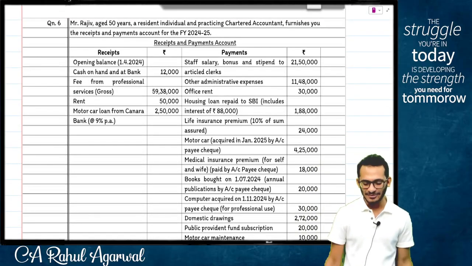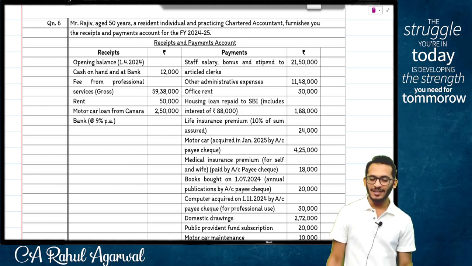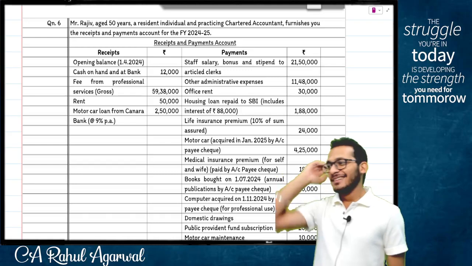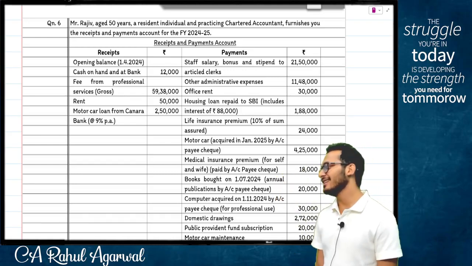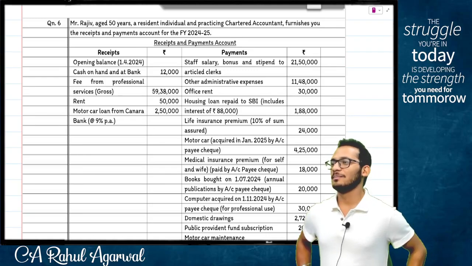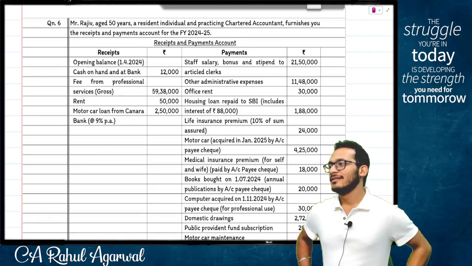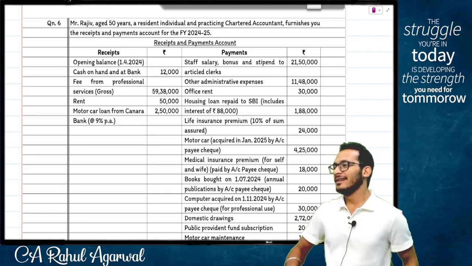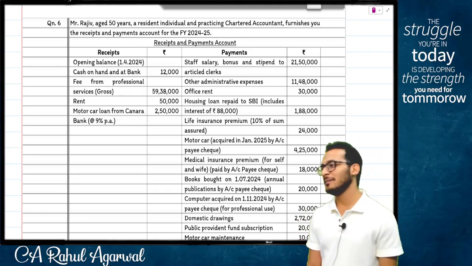Mr. Rajiv, aged 50 years, a resident individual practicing chartered accountant, furnishing you the following receipts and payments account. People, I have a problem now. I've been given a cash book. I need to prepare P&L account right now.